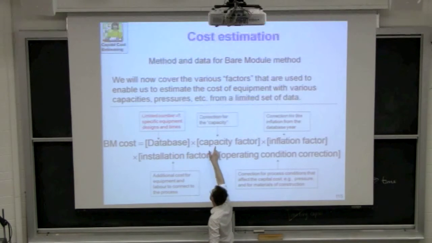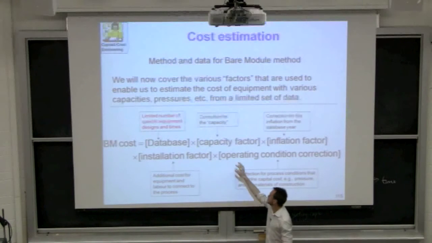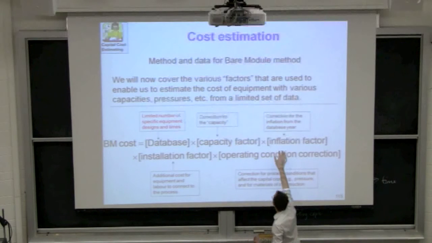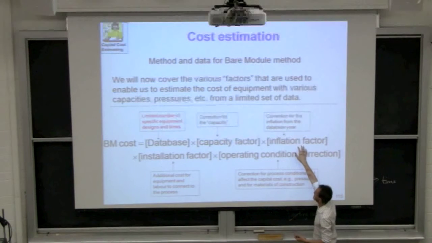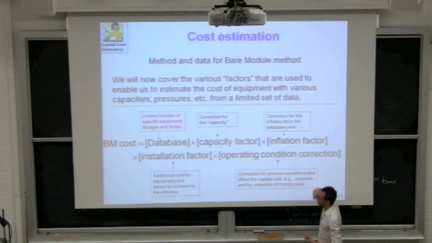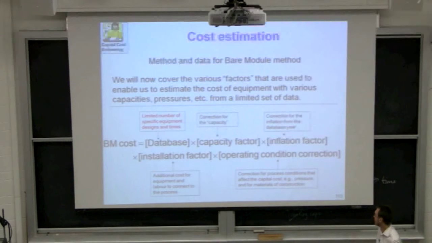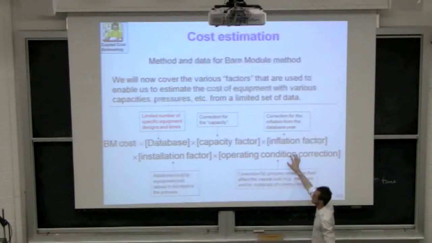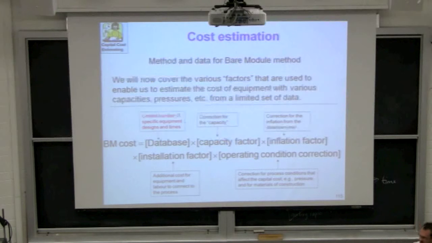Okay? So if you're building a larger heat exchanger that's got a higher capacity than your database heat exchanger, you obviously expect that multiplier to be greater than 1. It would be something like 1.5. If it's smaller, it's a number smaller than 1. If you've got a cost estimate from the 1980s and you're bringing it up to today's, that's obviously a number greater than 1. Okay, so you're inflating the costs. The operating conditions, if you're operating at higher temperatures, higher pressures, from more expensive materials of construction, then these are positive, so I should say numbers that are greater than 1 again. So it's always multiplicative.